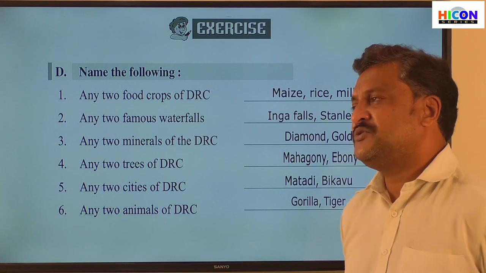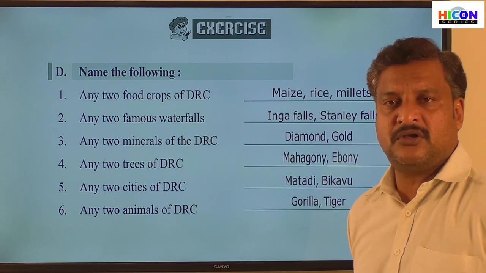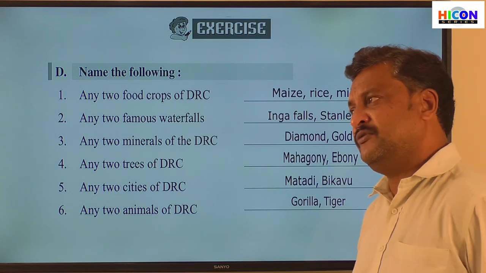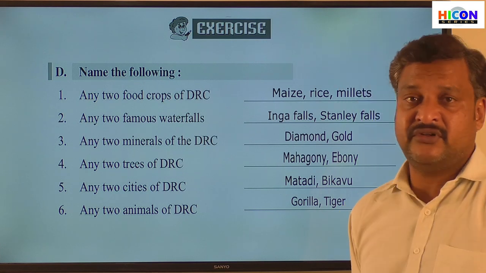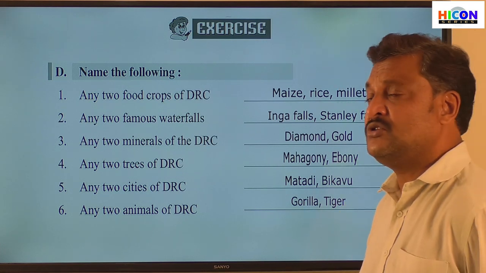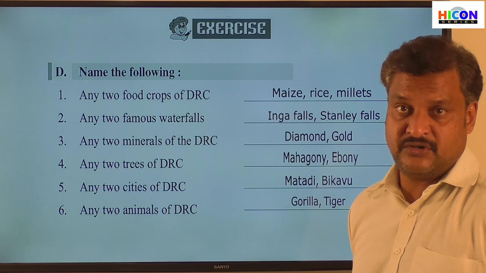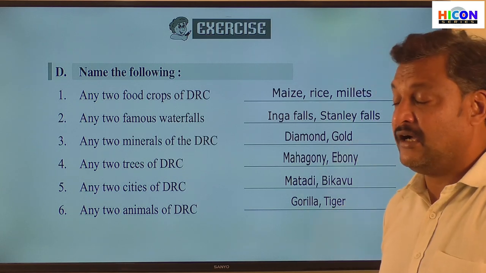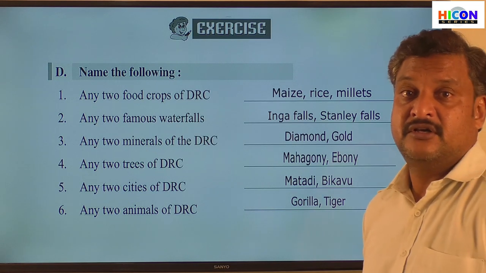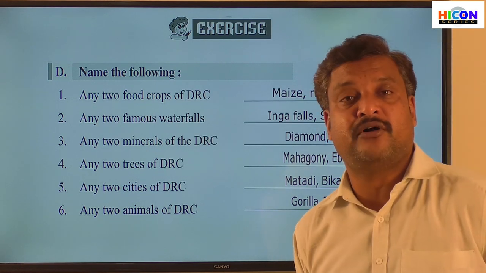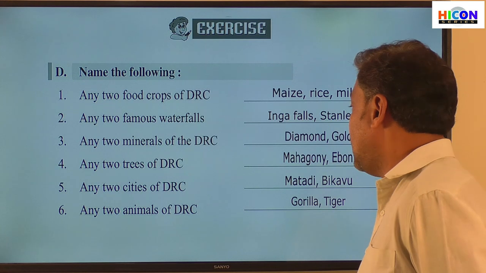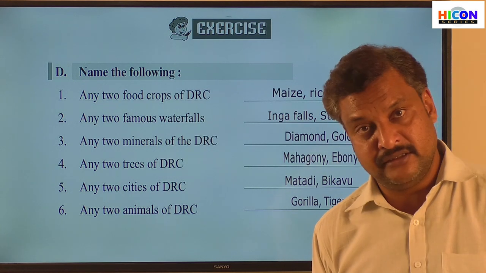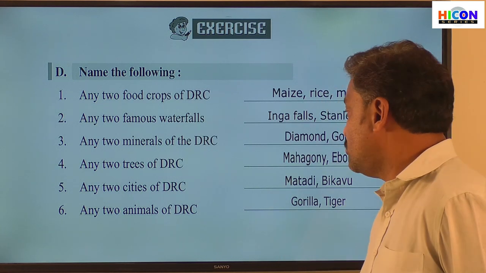Any two kinds of trees. About the trees we have seen that they are very tall trees. They grow up to 50 to 60 meters high with the canopy on top of it, and they are also hardwood trees. Okay, so mahogany is a hardwood tree, ebony is a hardwood tree. The kinds of trees that are usually found in the Congo Basin are hardwood trees like mahogany and ebony. Then two cities.